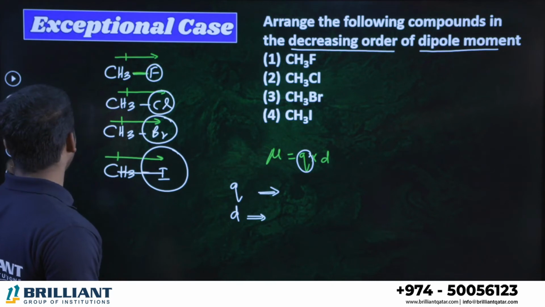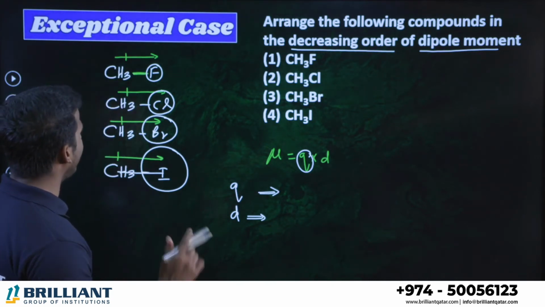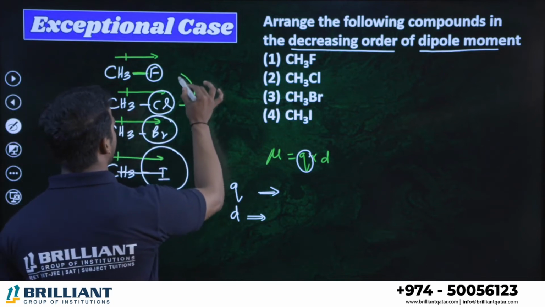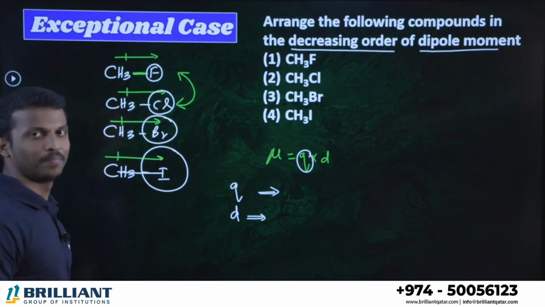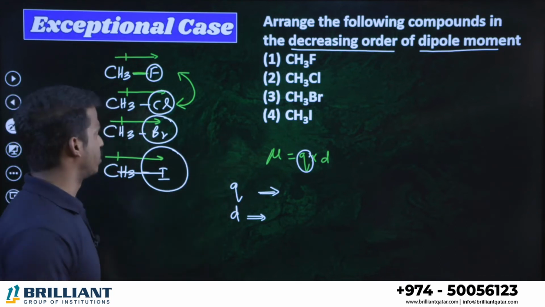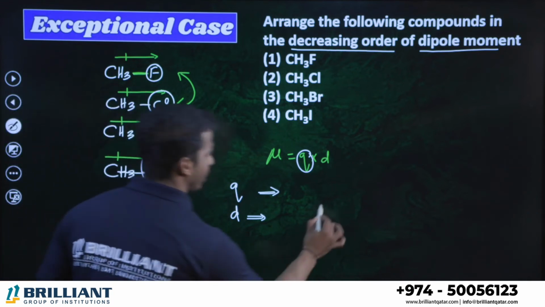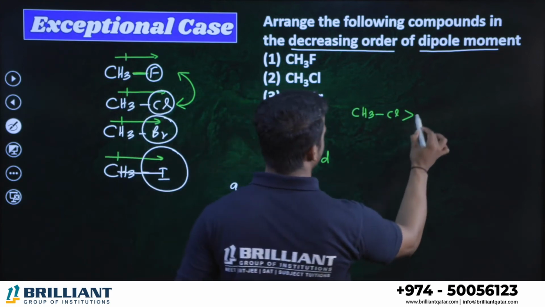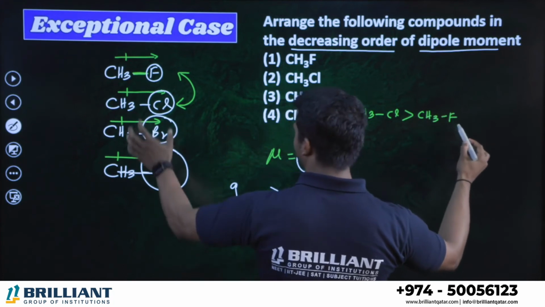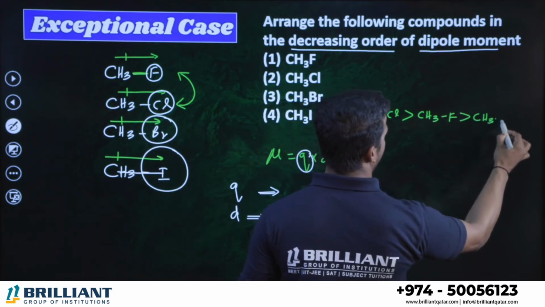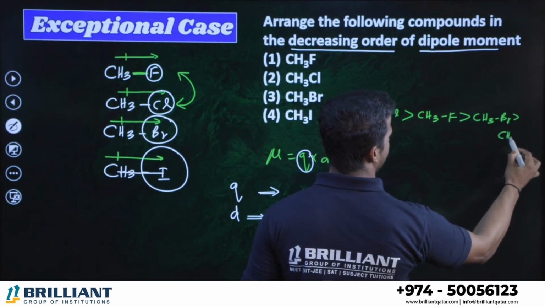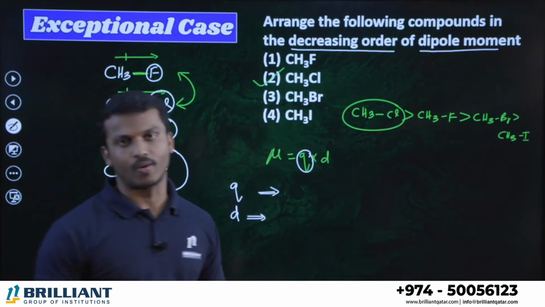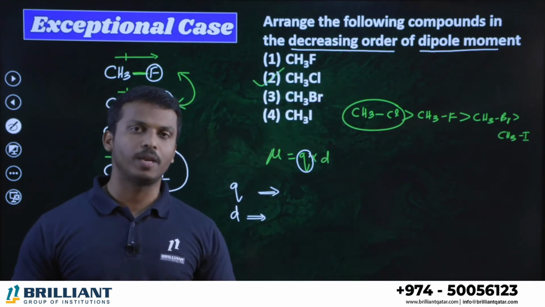But as I told you, this is experimental data. If you want to remember the greater dipole moment order, just switch the first two. That's the order. Just switch the first two species, which means CH3Cl has the greatest, then CH3F, then the remaining in the same order, CH3Br and CH3I. This is the correct order for their dipole moment. Which one has the greatest dipole moment? Methyl chloride.